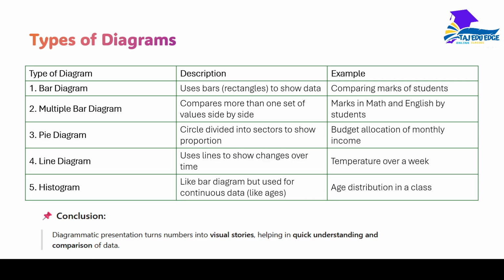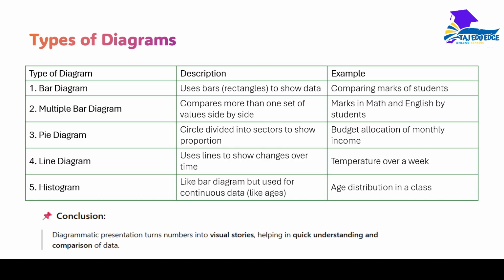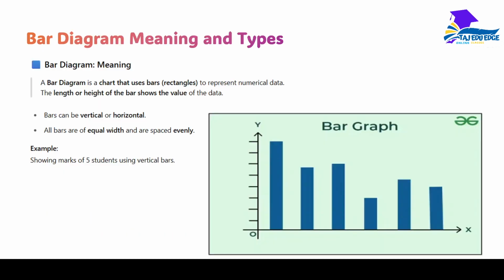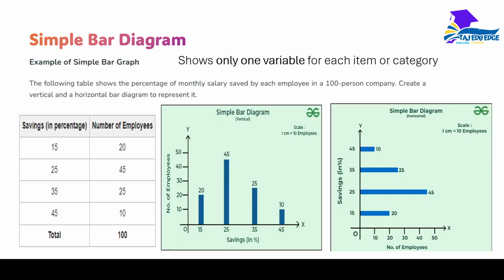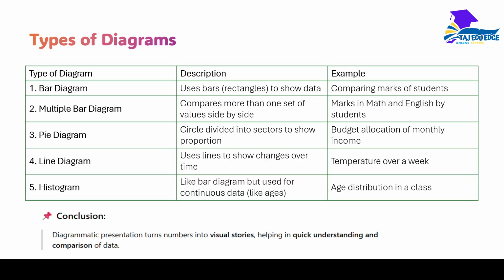Bar diagrams use bars, in the sense rectangles, which you are seeing in this. These are the rectangles which are being used. This is what we call bars, which if we are using for one particular criteria, we call it a simple bar diagram. Here you can see savings, number of employees, and you can see that this is a simple bar diagram. Bar diagram uses bar rectangles to show the data. It helps in comparing marks of students, like that. That can be the example.